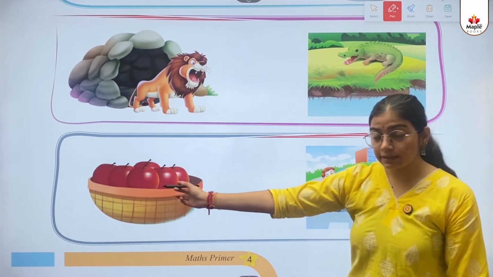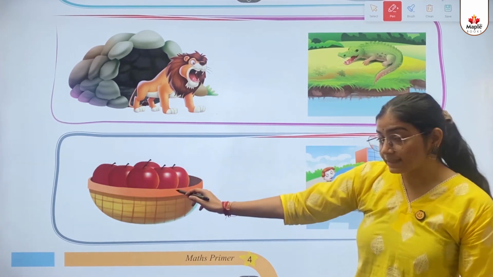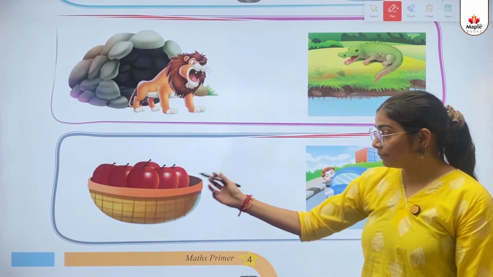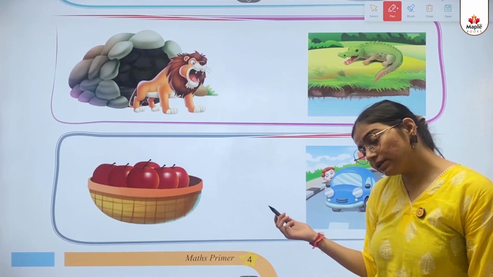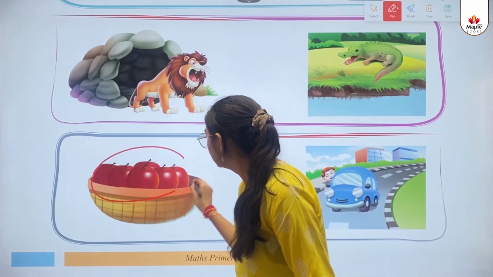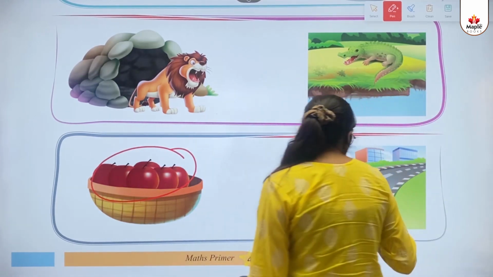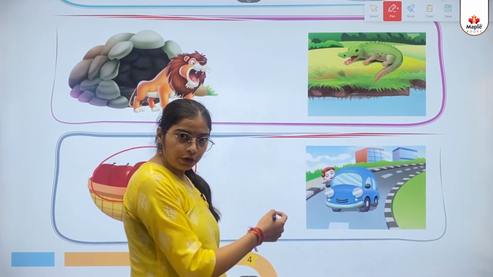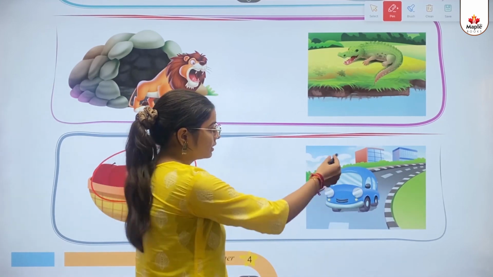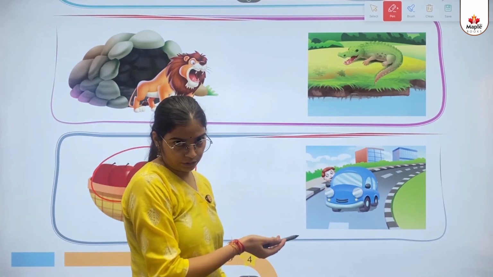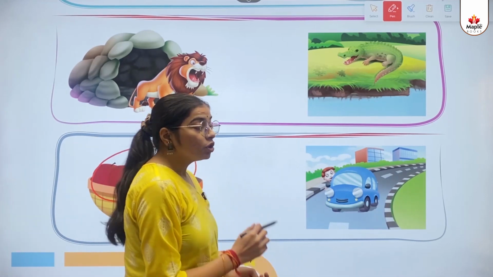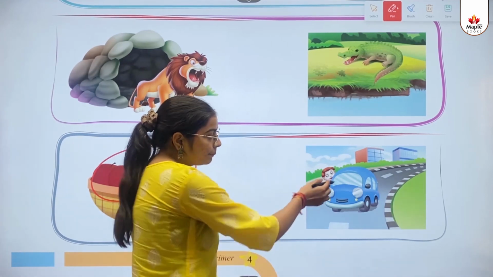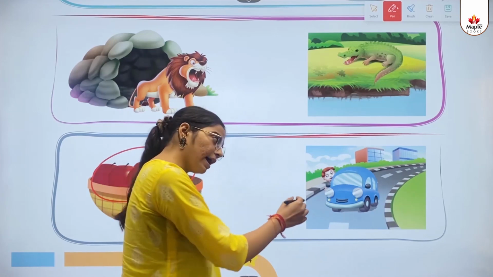Then, there is a picture of a basket full of apples. Apples are inside the basket. So, we'll circle the apples. Then, there is a road and a car moving on that road and a person sitting in this car. So, we will circle the person inside the car.